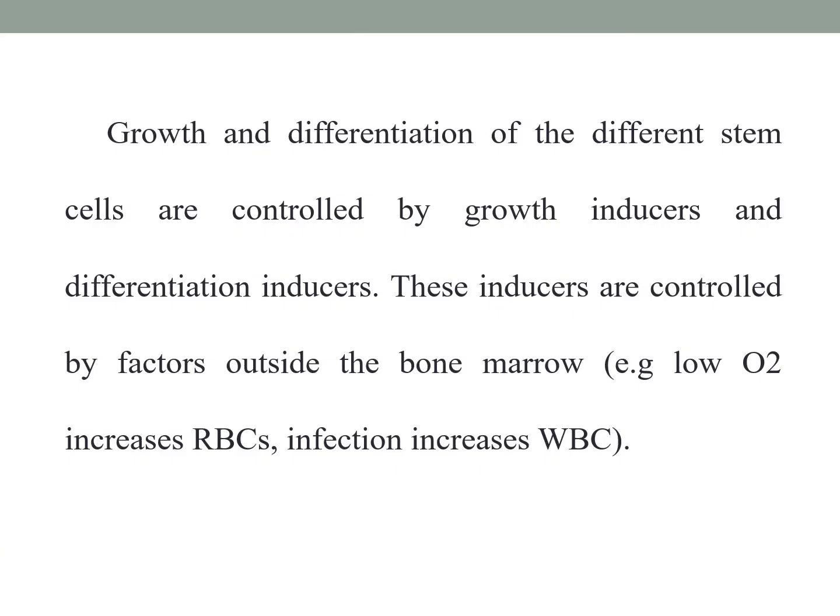The growth and differentiation of the different types of the stem cells are controlled by both growth inducers and differentiation inducers. Both of these inducers are controlled by factors which are outside the bone marrow. For example, low oxygen will increase red blood cells, and infection will increase white blood cells.